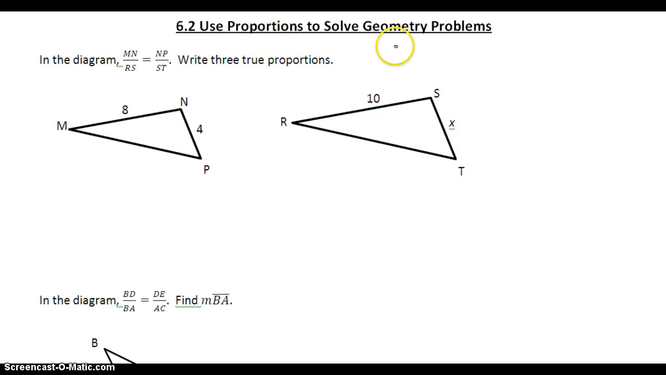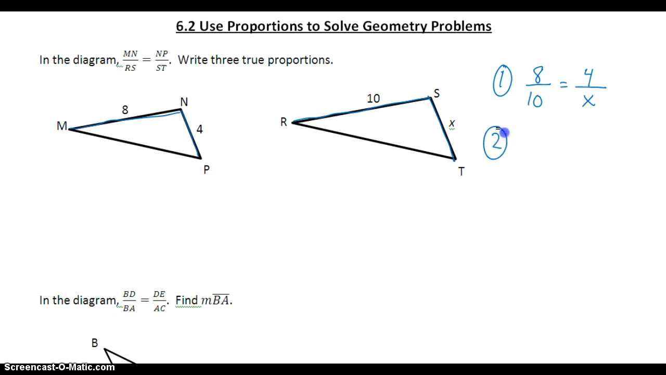In order to use a proportion to solve a geometry problem, I first need to set up a true proportion. In this first example, we're told that segment MN relates to segment RS as segment NP relates to segment ST. So the first proportion that I could set up is just plugging in the values for each of these side lengths. So MN is 8, and RS is 10, and NP is 4, and ST is X. So the first proportion that I can write is just plugging in the values.